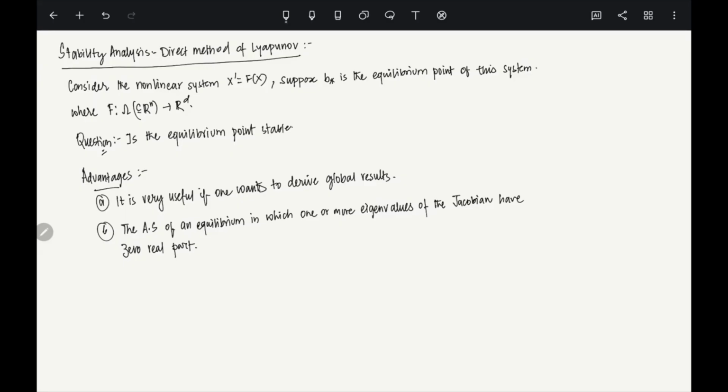Now I'm going to define something called a Lyapunov function. So first of all, definition.